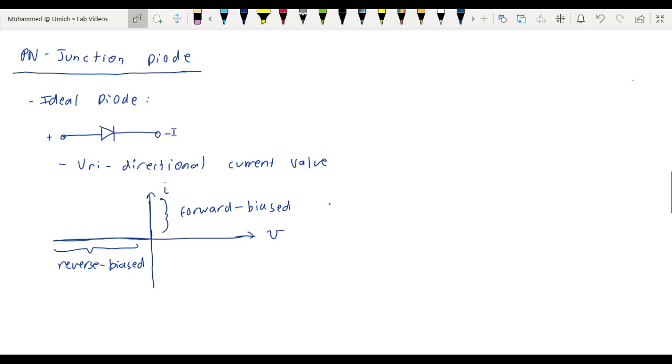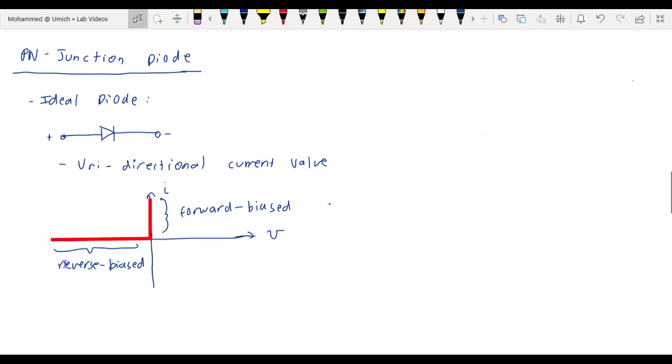Basically, this device operates as a unidirectional current valve. So if the arrow of the diode is pointing to the right, that means that the diode only passes current flowing in that direction, and vice versa. Now let's look at a plot of the IV characteristic for an ideal diode.